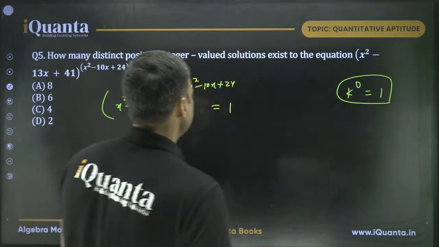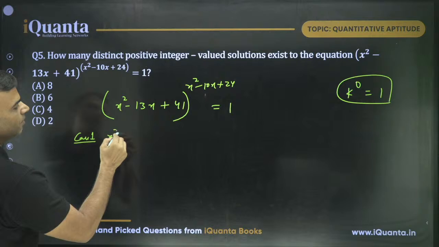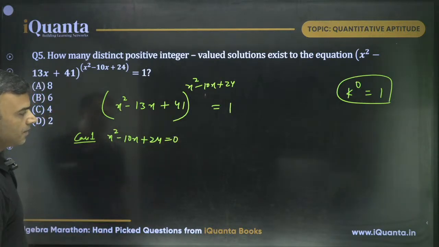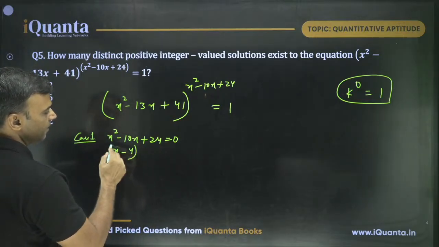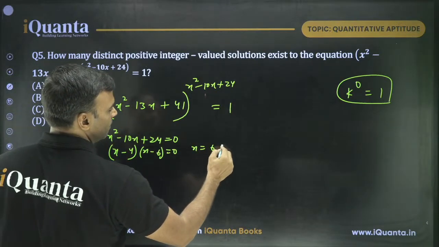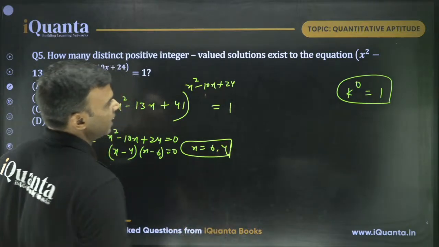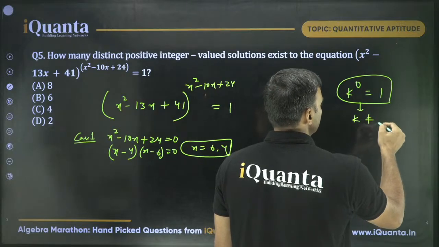So the power can be 0. So one case will be where I have x² − 10x + 24 equal to 0. And this gives us, factorize it, (x − 4)(x − 6) is equal to 0. So we have x is equal to 6, 4. Okay? But there is a condition in this. The condition is that the base should not be equal to 0.